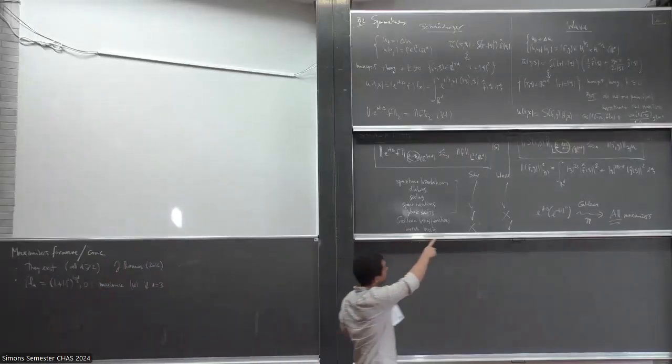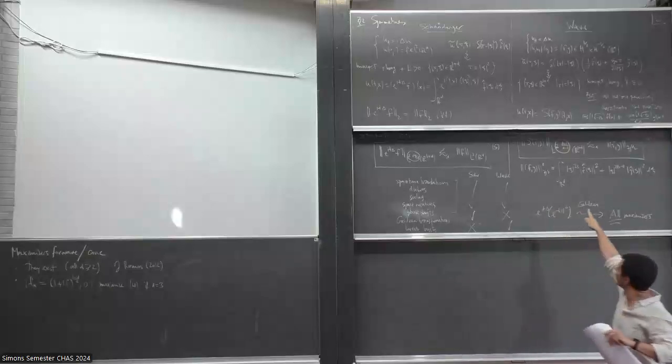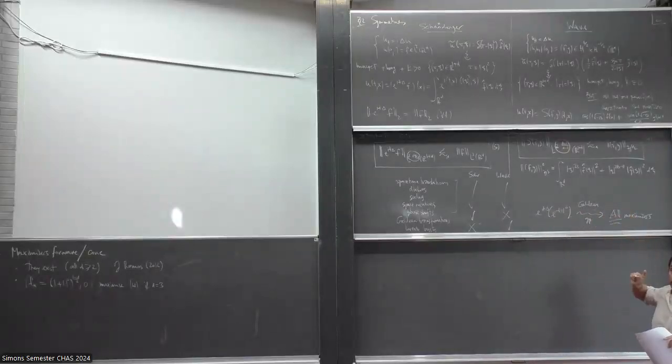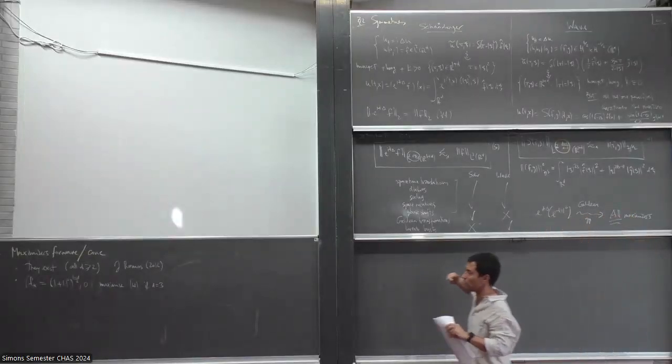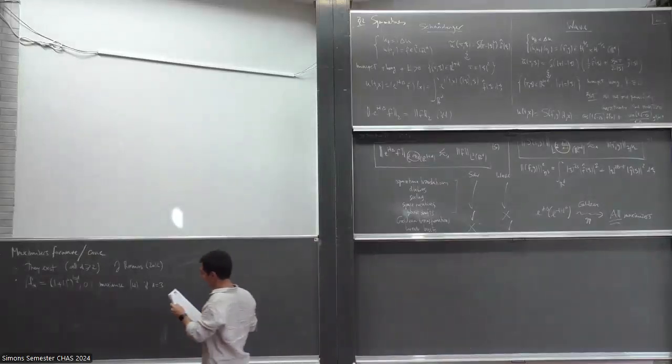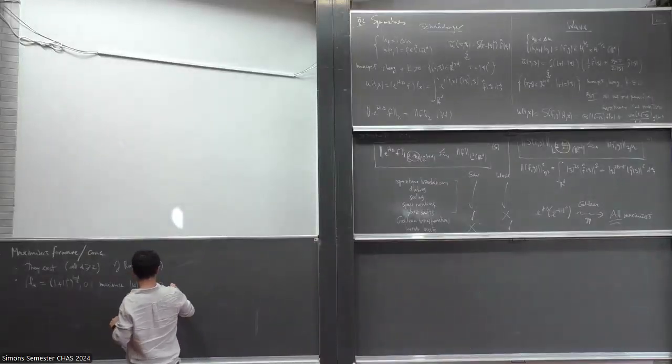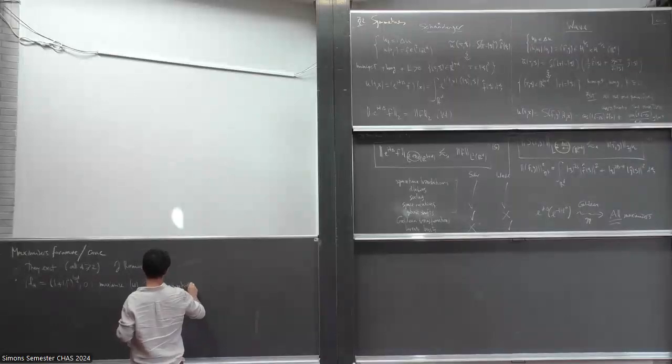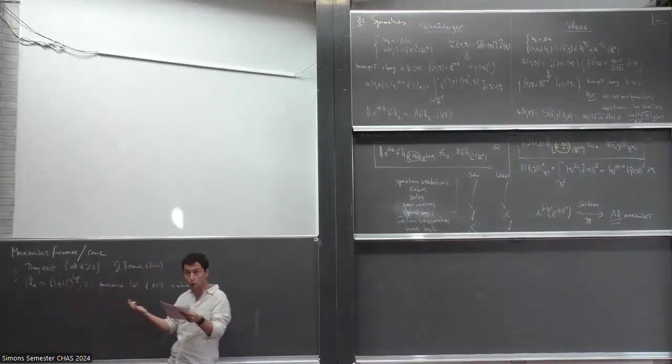And the exponent is 4. It's twice 4 over 2. So that's an L2 to L4 inequality. That's maximized by this function. In which case, we can ask, this is one maximizer, what are all maximizers?